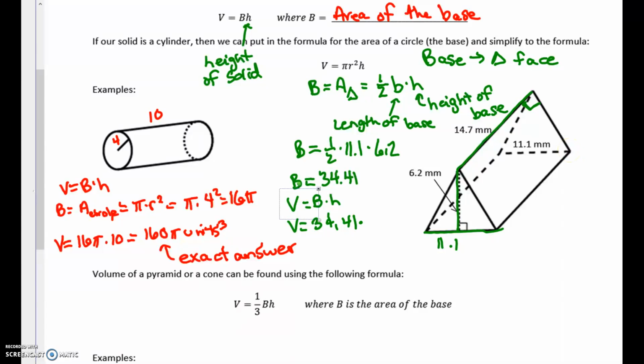So I'm going to do 34.41 times 14.7. And when I put those in my calculator, I get that my volume is in fact 505.827, and my units are millimeters cubed because we're looking at volume.